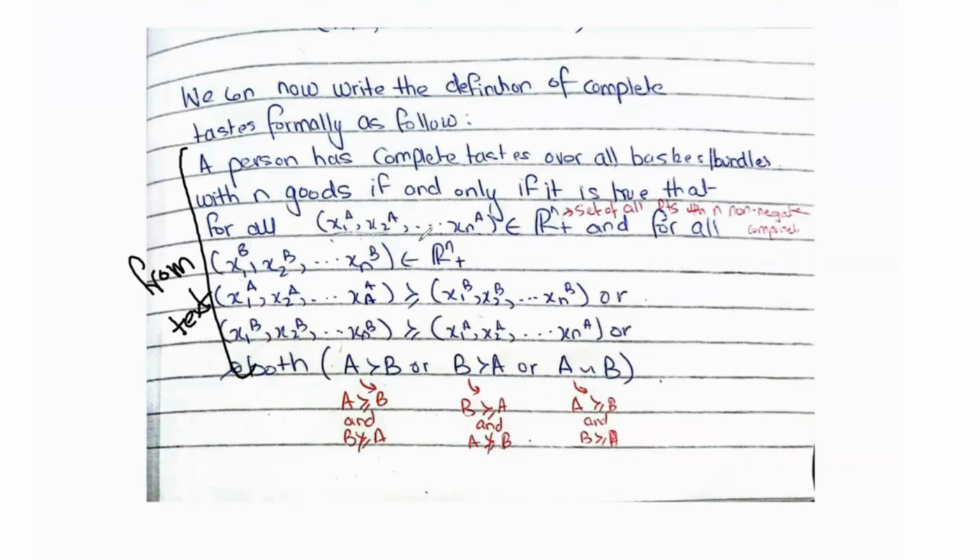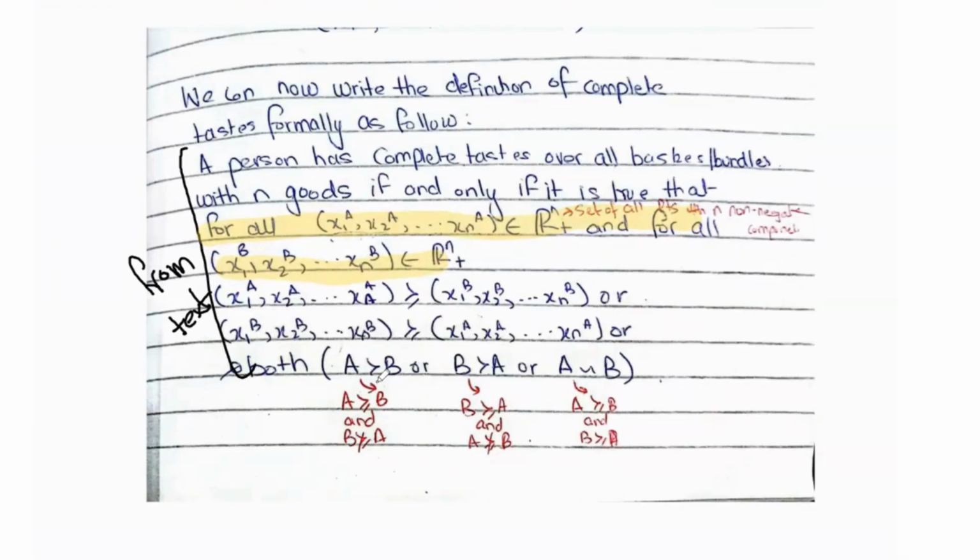If it's true that for any two bundles A and B, what this highlighted statement means is that for any two bundles A and B made up of n goods, it must be the case that either A is at least as good as B or B is at least as good as A or both. So you should be able to compare them. Basically, this is another way of saying you're able to compare any two bundles. Either it must be the case that A is at least as good as B or B is at least as good as A or both.